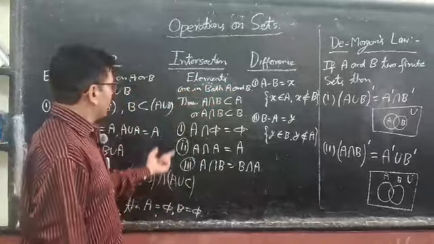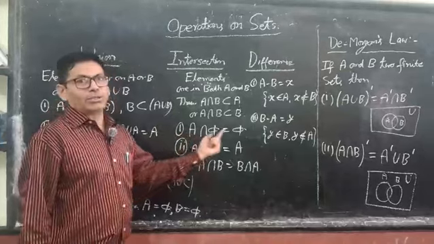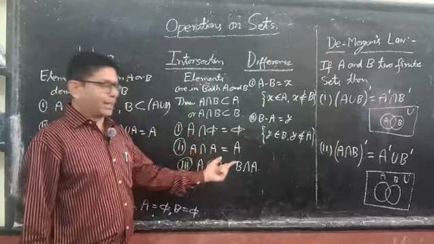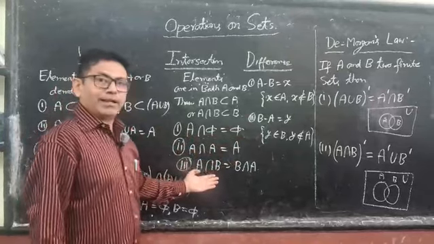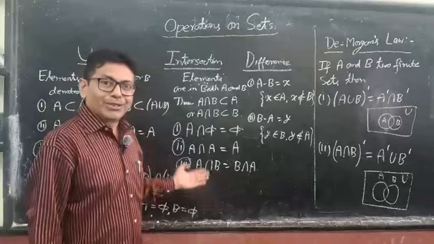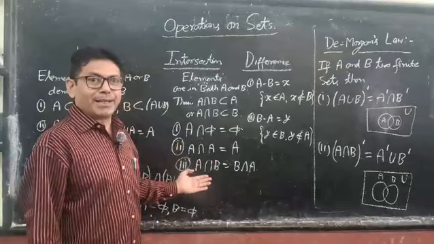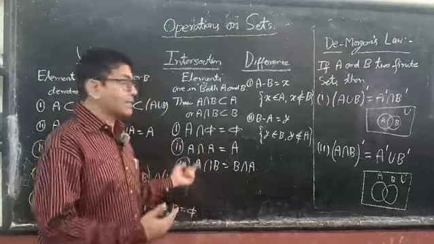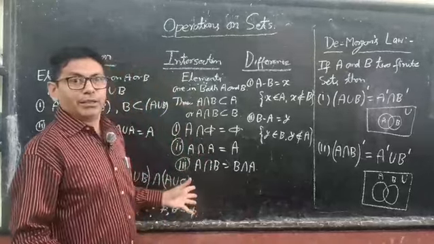Similarly, some features are given. A intersection φ always gives us the result φ, where φ is a null set. A intersection A, the result is A. A intersection B is equal to B intersection A, because A intersection B or B intersection A always contains the elements that are present in both A and B.